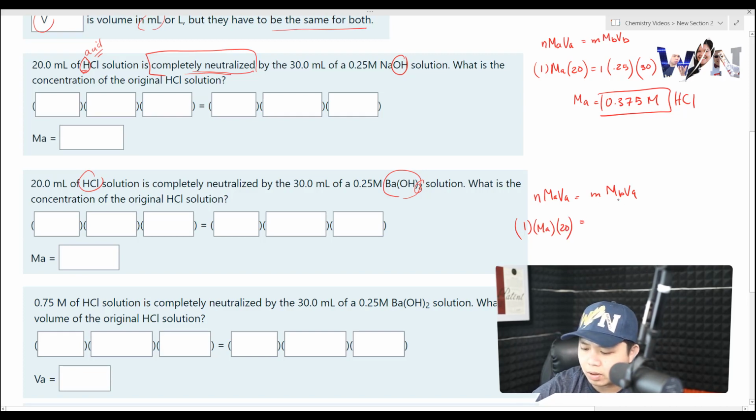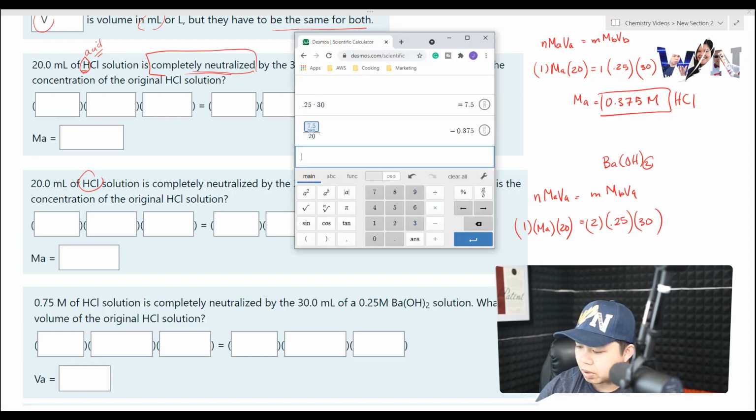And then over here for the base, look at that, because of the Ba(OH)2 right there, see that 2? Because of that 2, we put a 2 right here. And what's the molarity? The same molarity. I just want to use the same value to demonstrate how the problem changes based on the values. So now we have V, which is 30. Now let's plug into our decimal calculator.